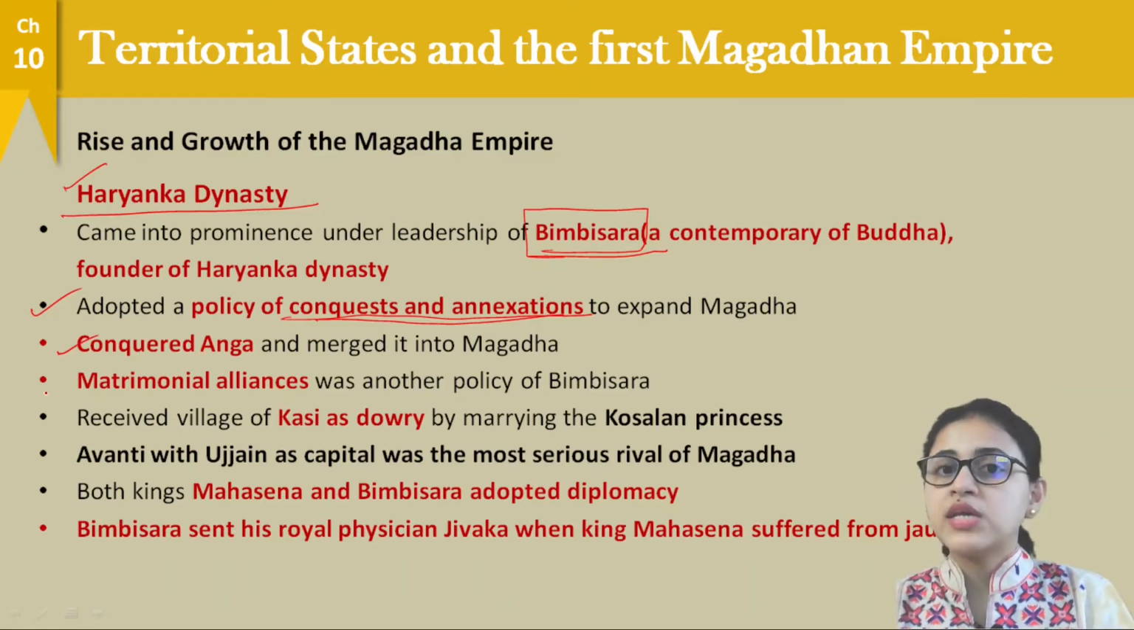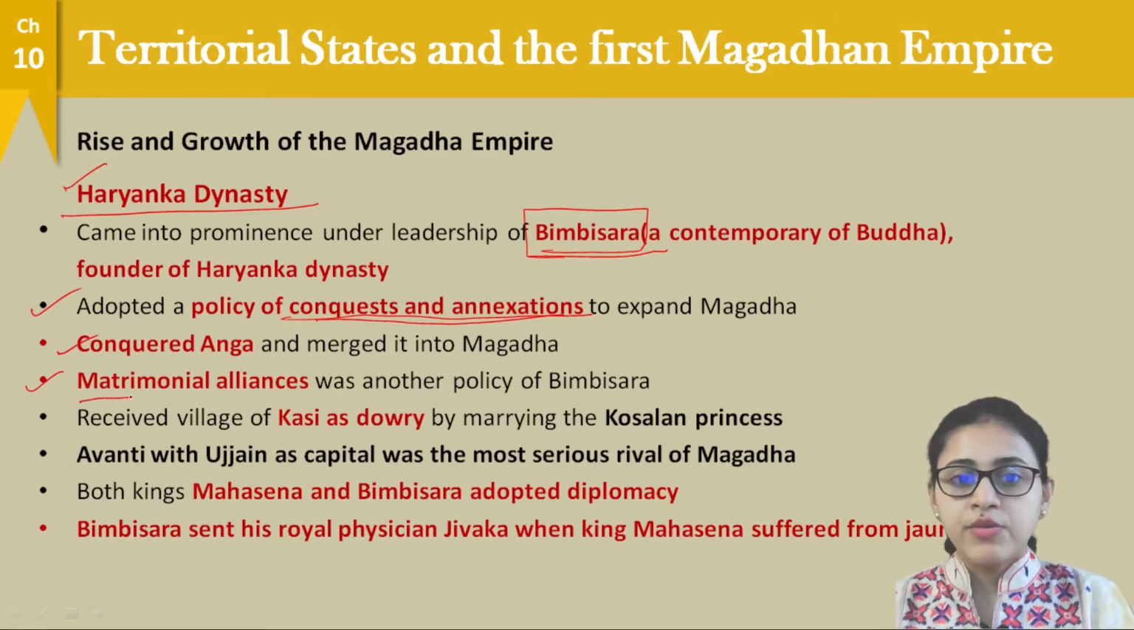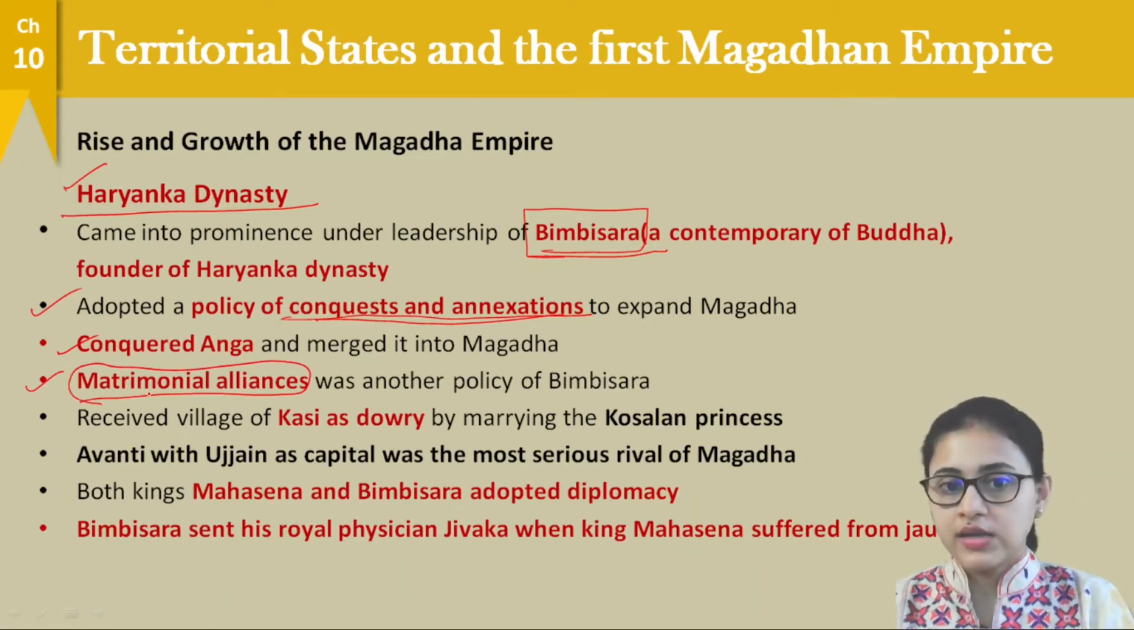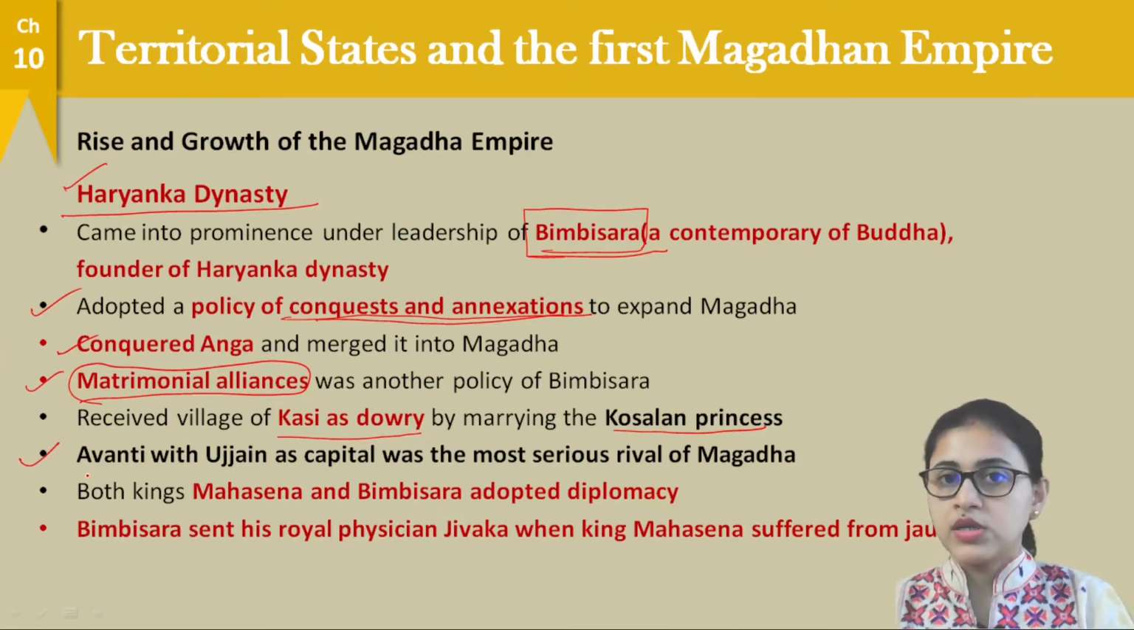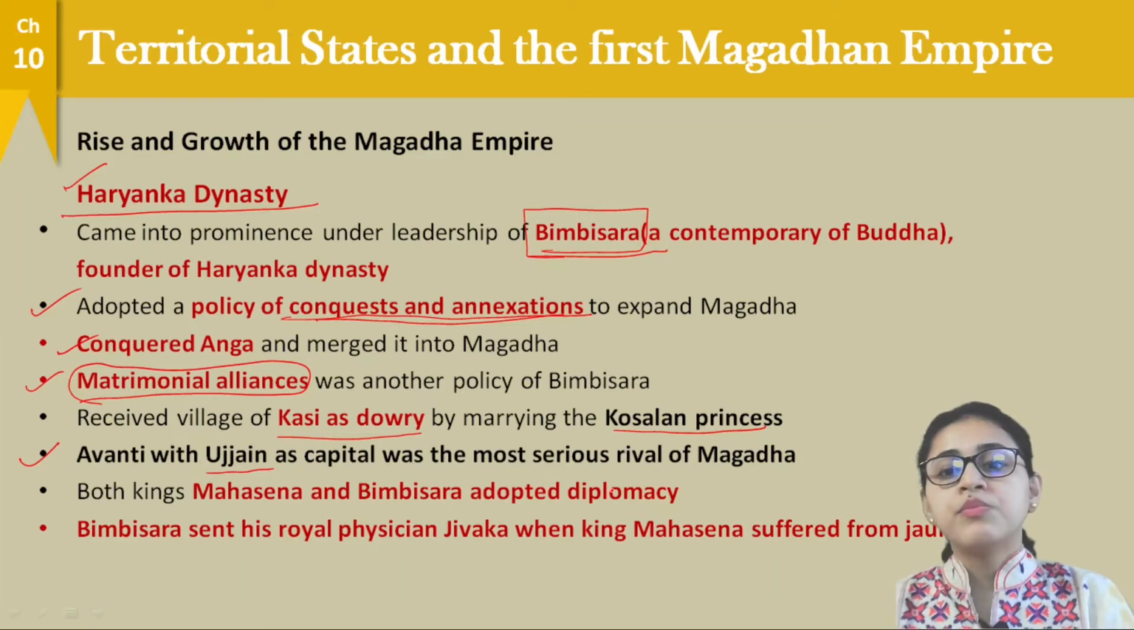Later, another policy adopted by Bimbisara is matrimonial alliance with different kingdoms. One of his brides was a Kosalan princess who brought Kasi with her as dowry. Then Avanti, we talked about the kingdom of Avanti. We had the northern capital as Ujjain, right? So Avanti with Ujjain was the strongest rival of Magadha.